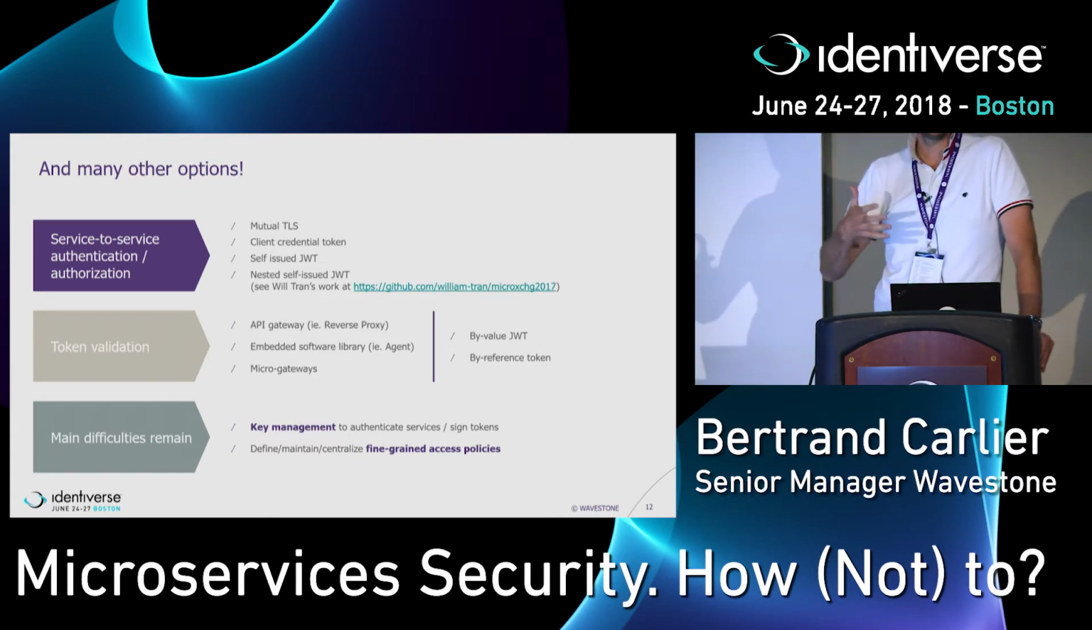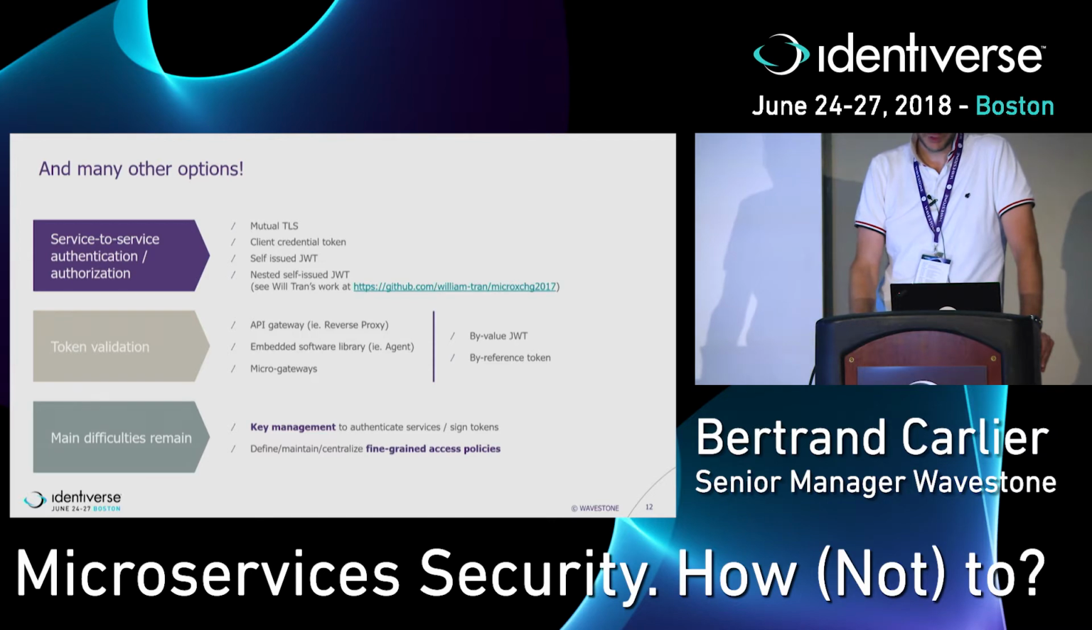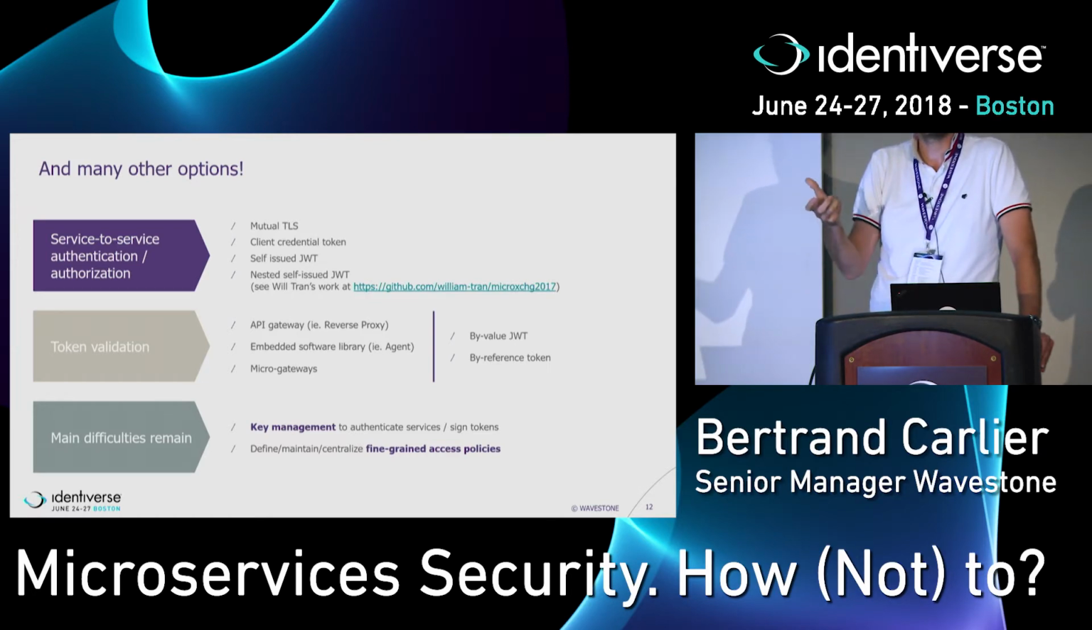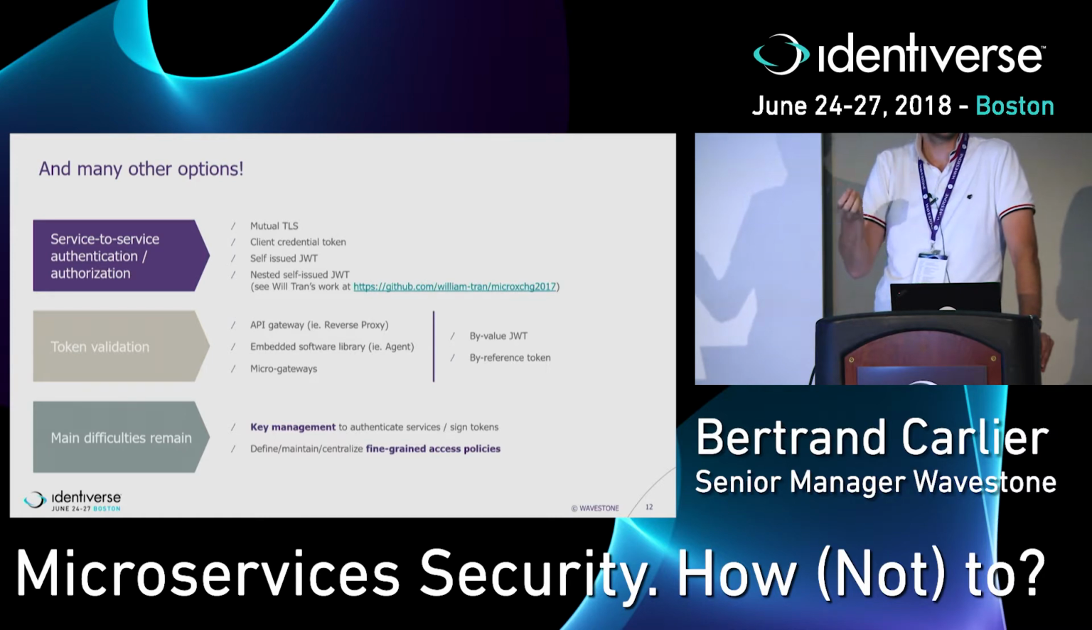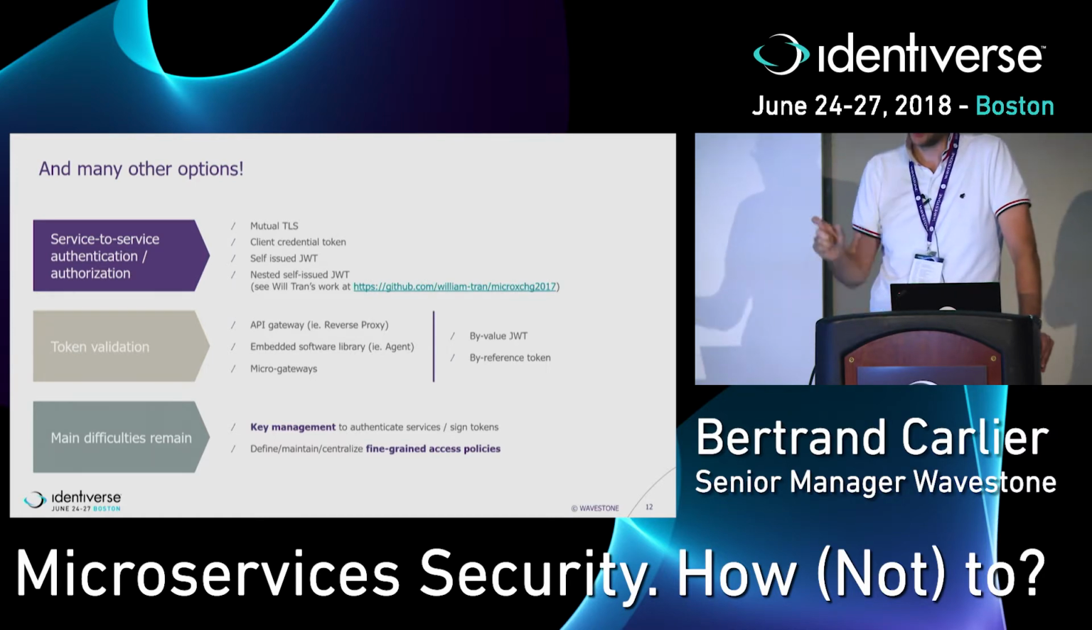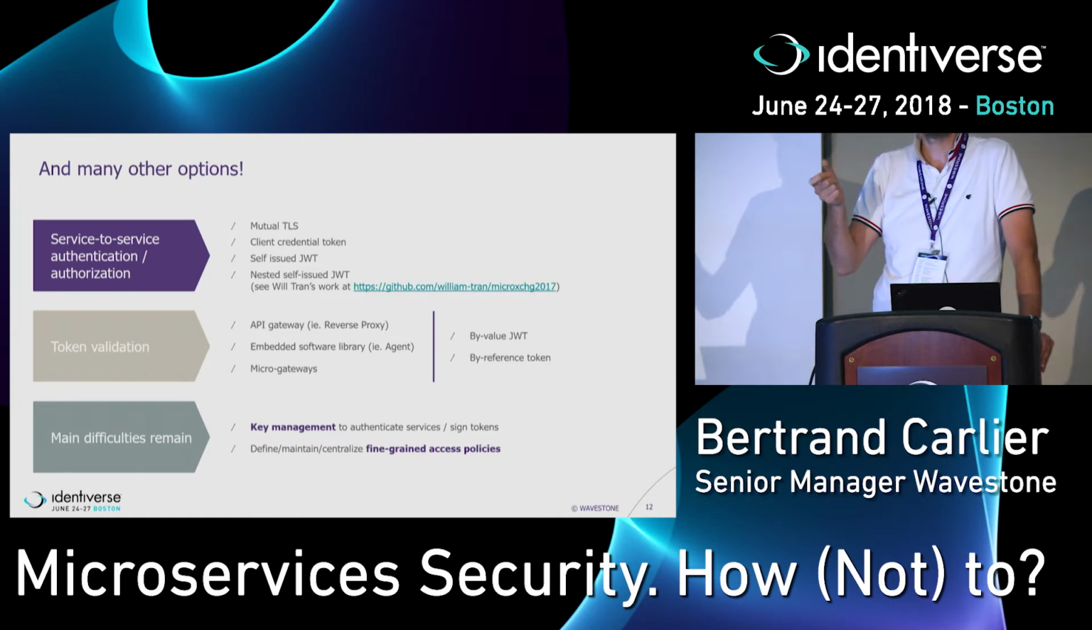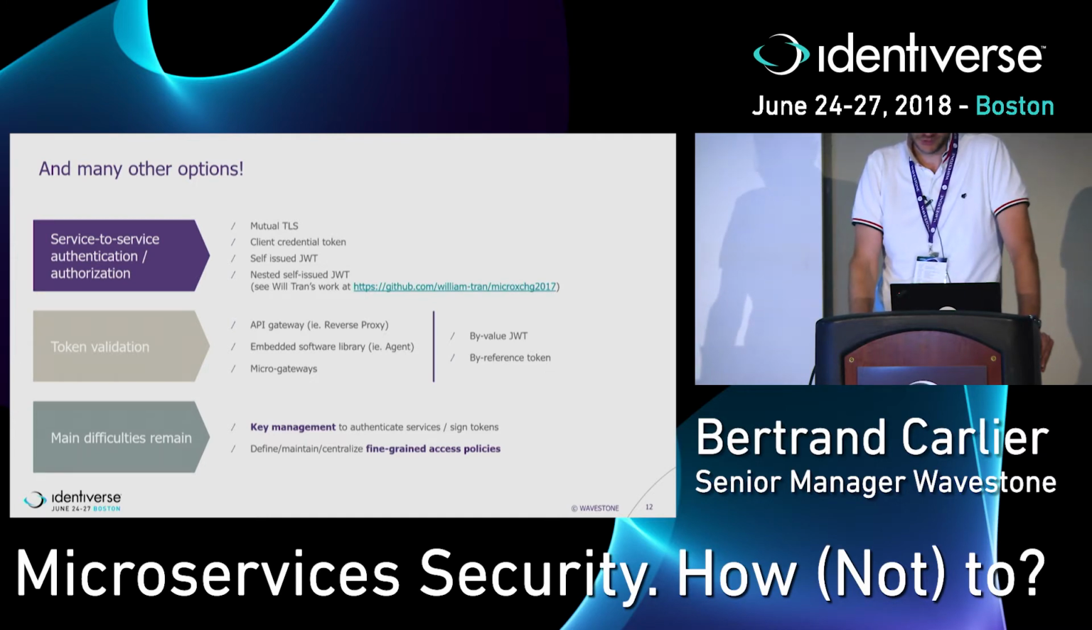Token validation, you can have the approach that I presented in the options first with the API gateway, which is basically a reverse proxy that is going to do some check on the request. You can have embedded software libraries that you deploy within the microservices. That's like an agent, and it is tied to the technology you use to develop your APIs. Or you can have a micro gateway approach, a bit like Prabhat said, but maybe not the exact sidecar pattern that he was talking about.